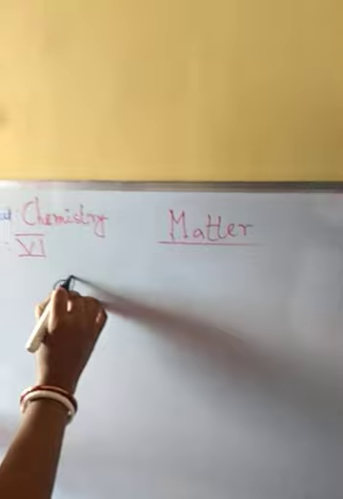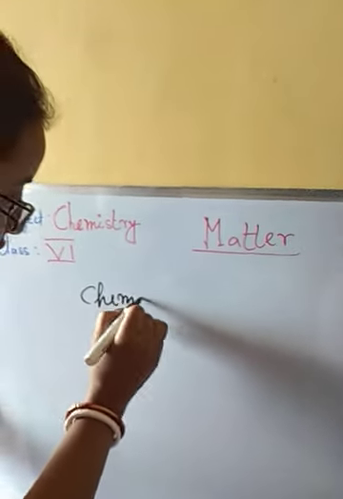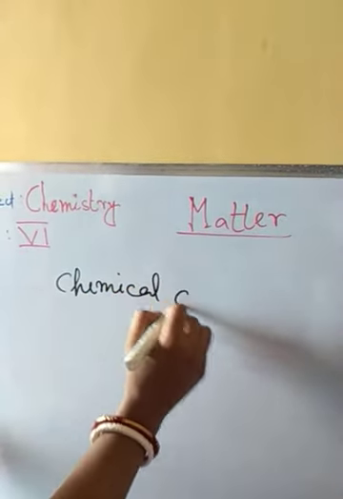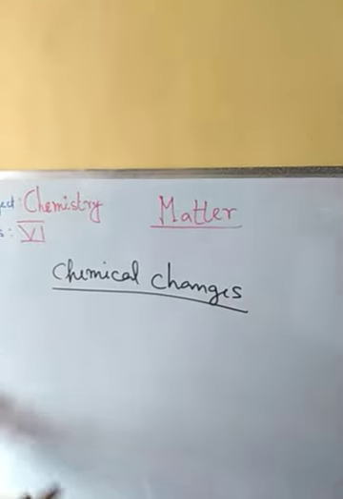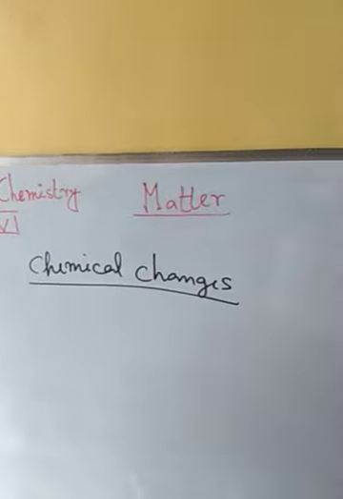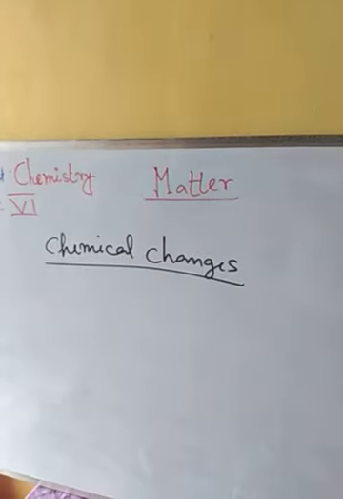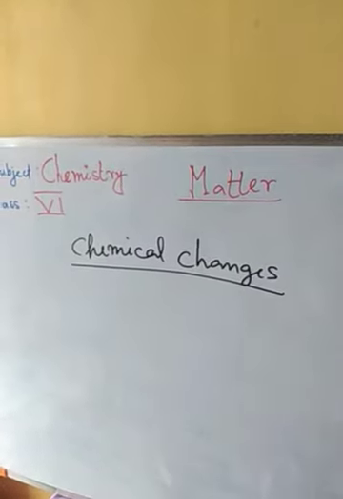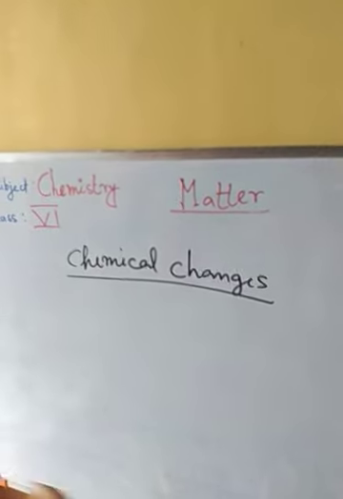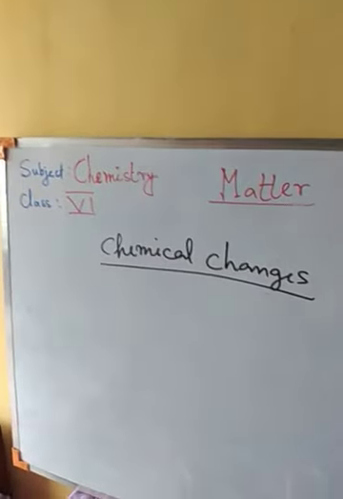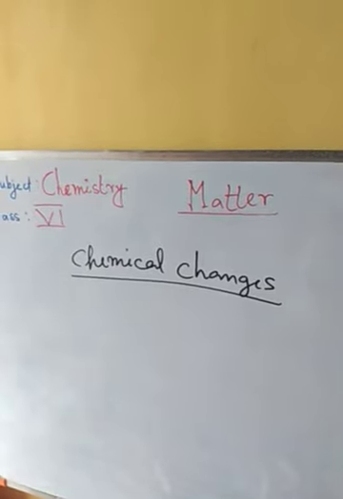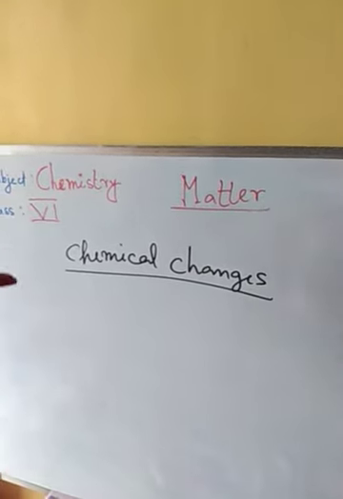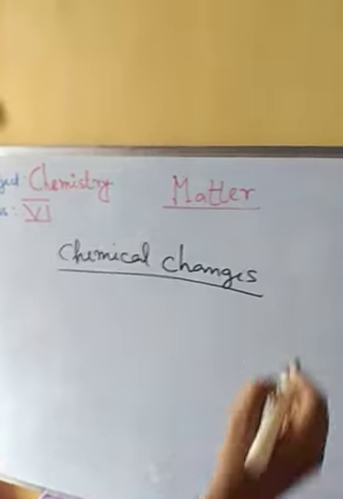Now because of heating, chemical changes can occur. There are two types of changes: one is physical change, another is chemical change. In chemical changes we can get new substances. These kinds of changes are permanent. We are going to get new substances here. So that is a kind of chemical change because of heating.